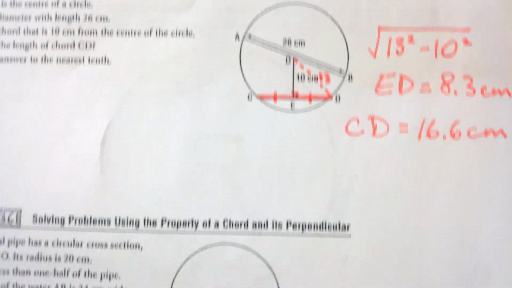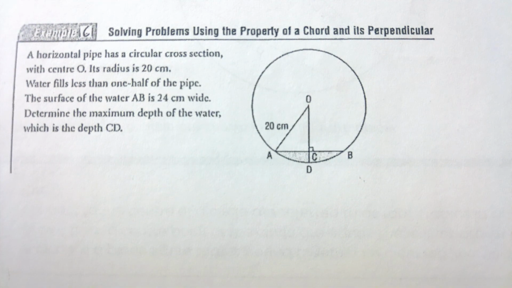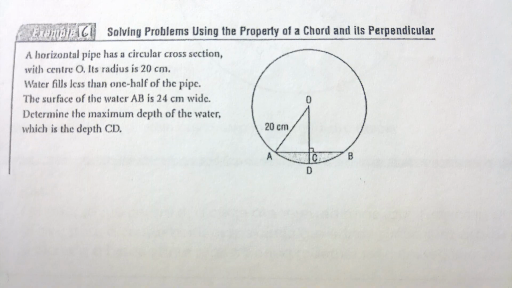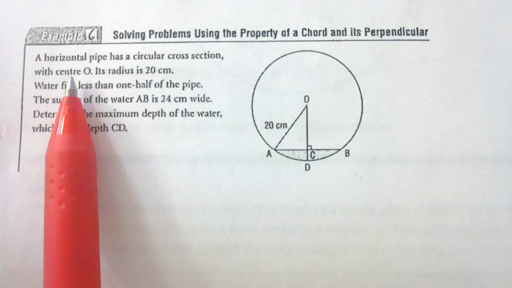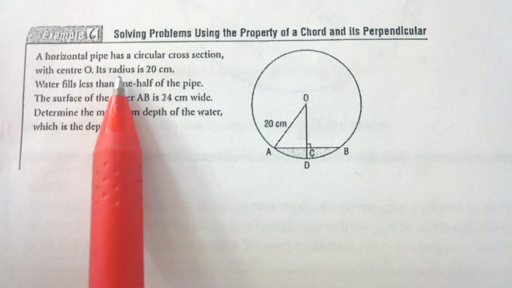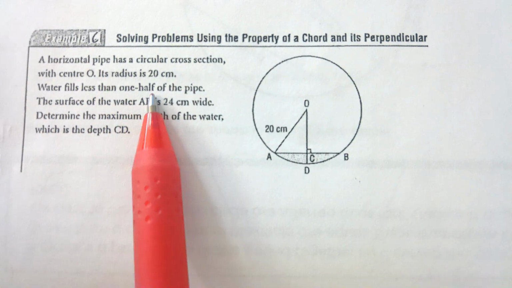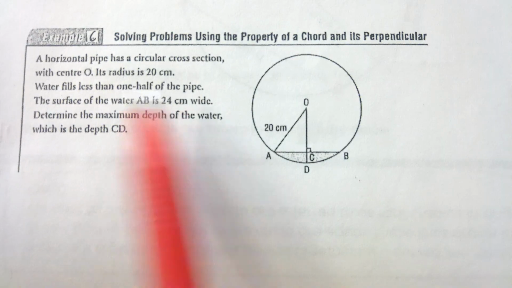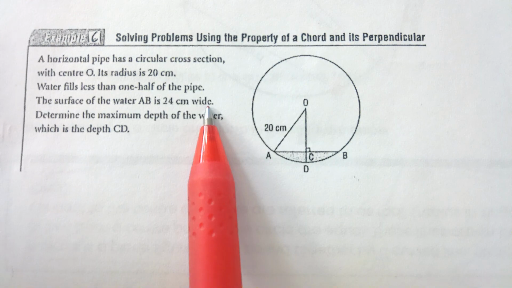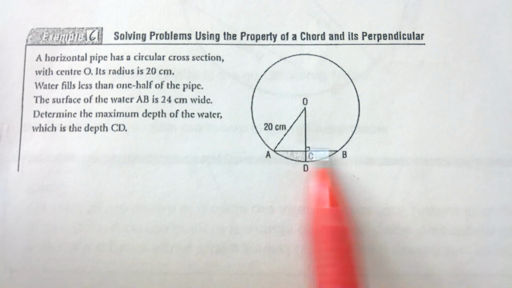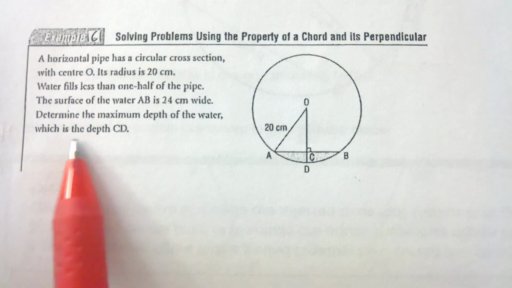Okay, very last example. Solving problem using the property of a chord and its perpendicular bisector. A horizontal pipe has a circular cross section with center at O. Its radius is 20 centimeters. Water fills less than one half of the pipe. The surface of the water AB is 24 centimeters wide. So AB, this is 24. Determine the maximum depth of the water, which is CD.